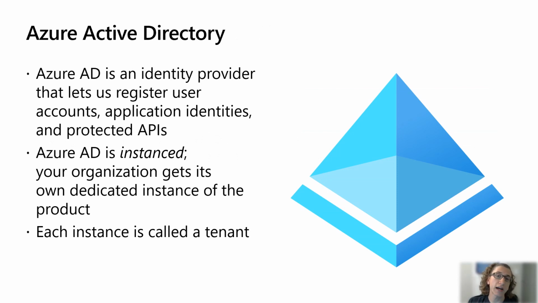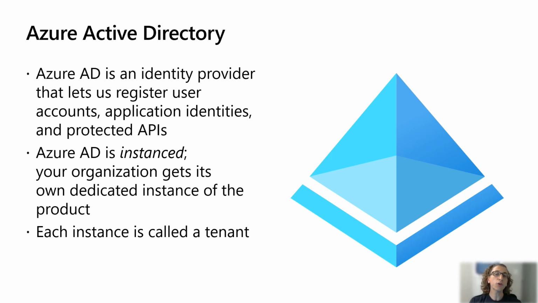And Azure Active Directory is the cloud-native identity provider made by Microsoft. Now, Azure AD is a huge product. It's got a ton of features, but it of course includes core functionality you'd expect out of a modern identity provider, like the ability to register user accounts, application identities, and protected APIs. It's also going to host its services in a highly available fashion. So in general, we can count on those services, like its token issuing service, being there for us.